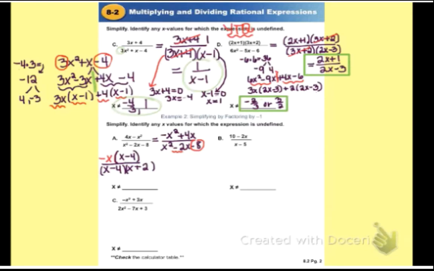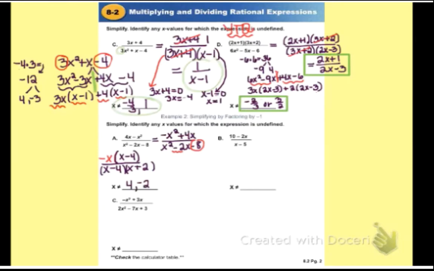Now before I start doing any canceling, I'm going to see what values x cannot be to make the denominator 0. I can see that 4 would cause the x minus 4 factor to be 0. And for the x plus 2, x cannot be negative 2, because plugging in negative 2 for x would make that 0. So I've got that taken care of.